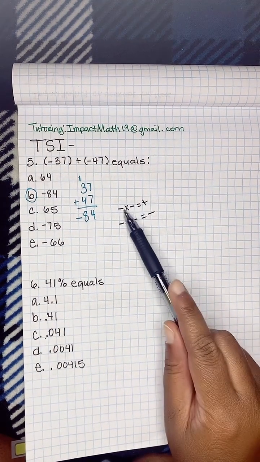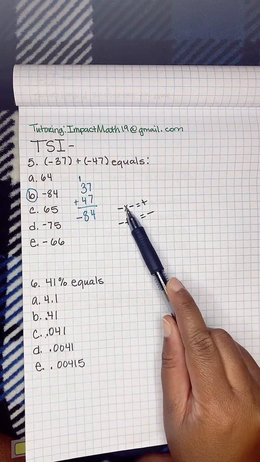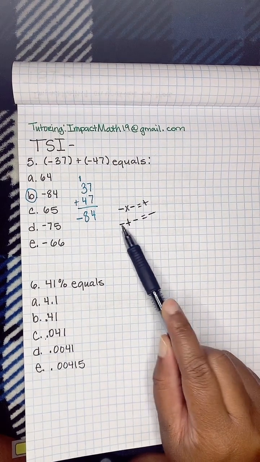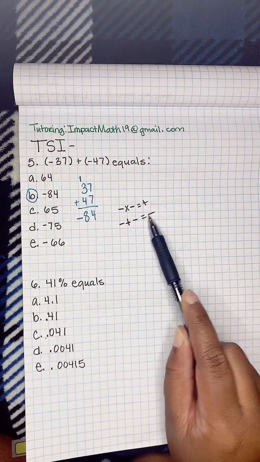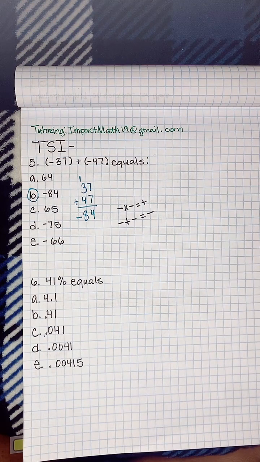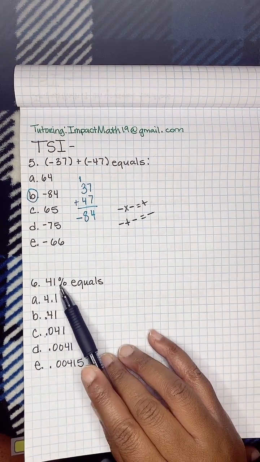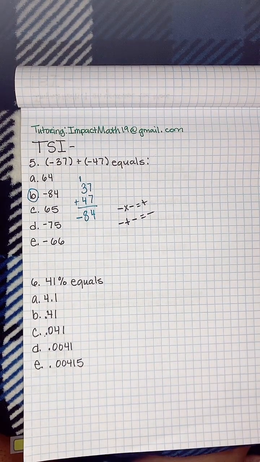So that's the difference. When you multiply or divide, it's a positive, never when you add. When you're adding two negatives, it just becomes more negative. Great statement on that. So number 6, 41% equals.